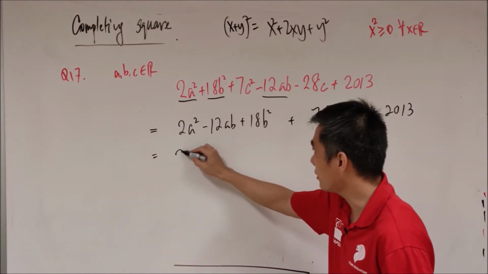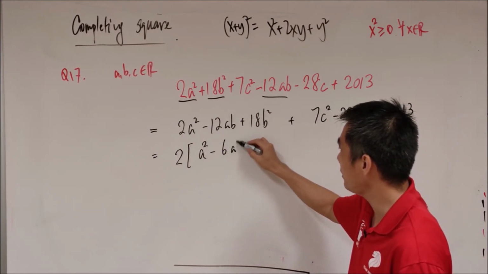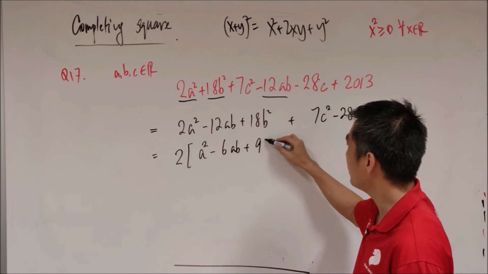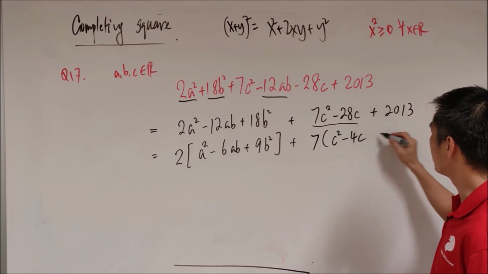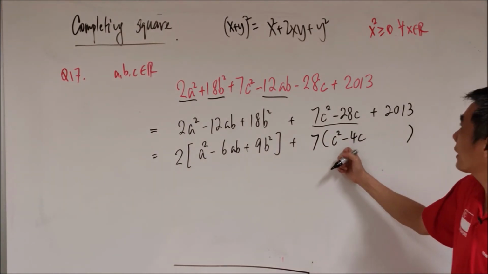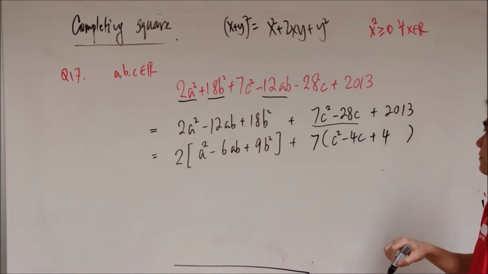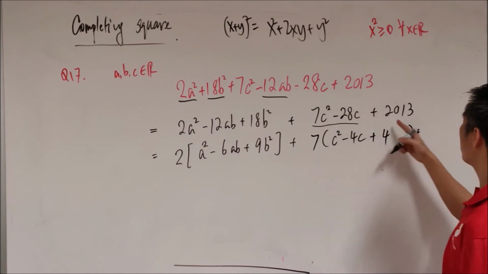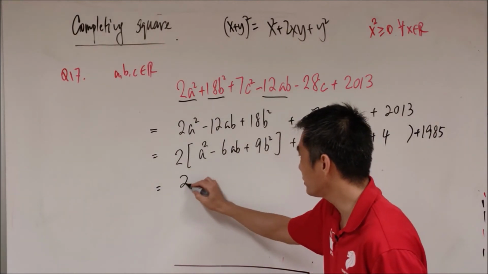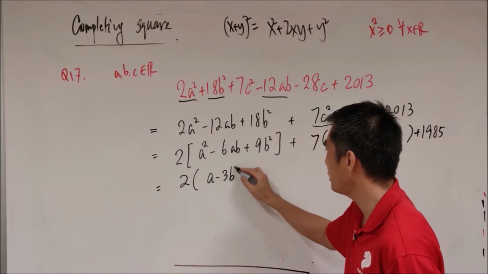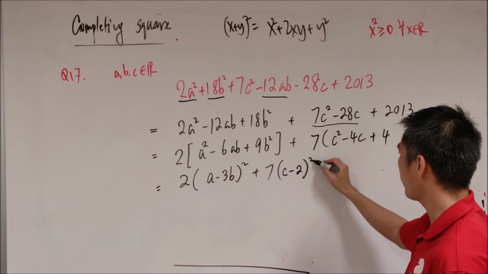For this, you can take out the 2 and you see that this is A squared minus 6AB plus 9B squared. And for this, I can take out 7. This is 4C. Okay. Now for this one, I can see that the y is negative 2. So I will take 4 here. And this is equal to 28. So minus 28, I will have 1985. For this one, this is equal to (2A minus 3B) squared. And this is 7 times (C minus 2) squared plus 1985.